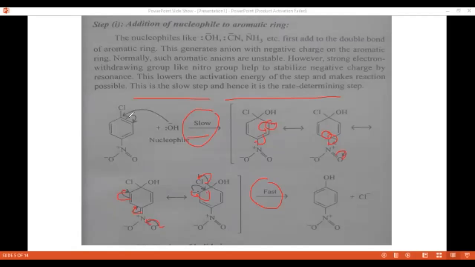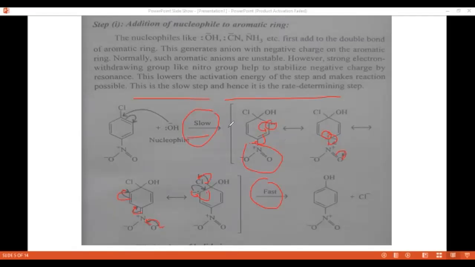Okay, the bond breaks in the direction of the ortho carbon atom. The ortho carbon carries a negative charge. This negative charge is stabilized by the electron withdrawing group attached to the aromatic ring. This nitro group lowers the energy of activation and makes the reaction possible. And this is a slow step, and hence it is called the rate determining step.